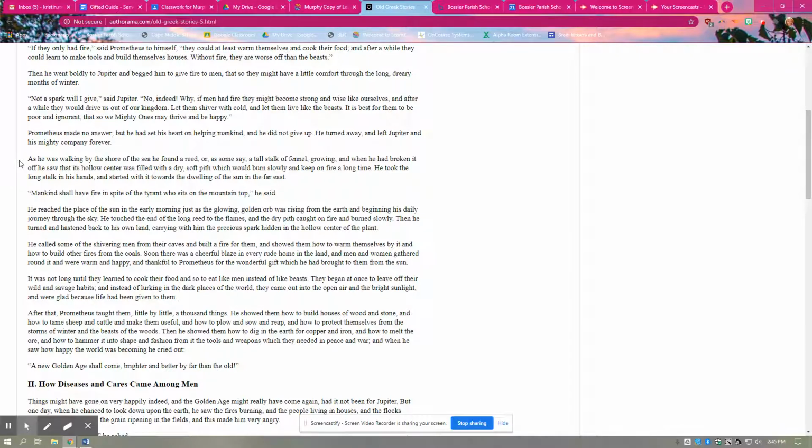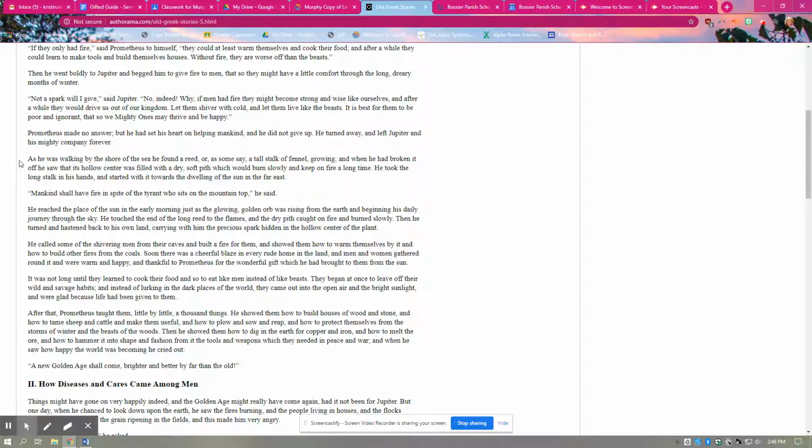He took the long stalk in his hands and started with it toward the dwelling of the sun in the far east. "Mankind shall have fire in spite of the tyrant who sits on the mountaintop," he said. He reached the place of the sun in the early morning, just as the glowing golden orb was rising from the earth and beginning his daily journey through the sky.